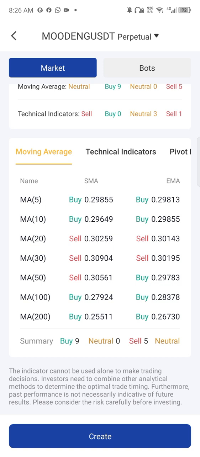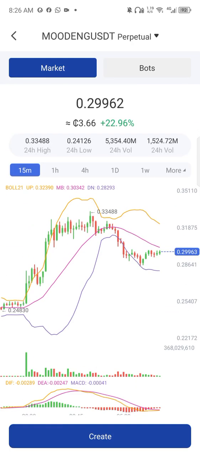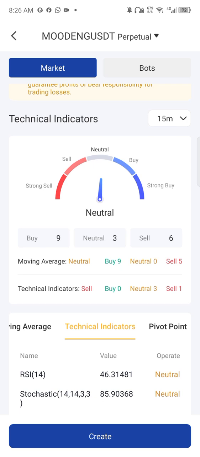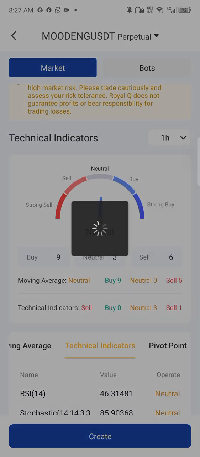So let's look at the technical indicator. We see that the technical indicator for this coin is 46.31481, meaning that it's in the neutral zone. So if I want to trade it, then I have to be careful. But let's look at something. You see that at the moment the coin is in the neutral zone under the 15 minutes time frame. So I want to change the time frame to like an hour.